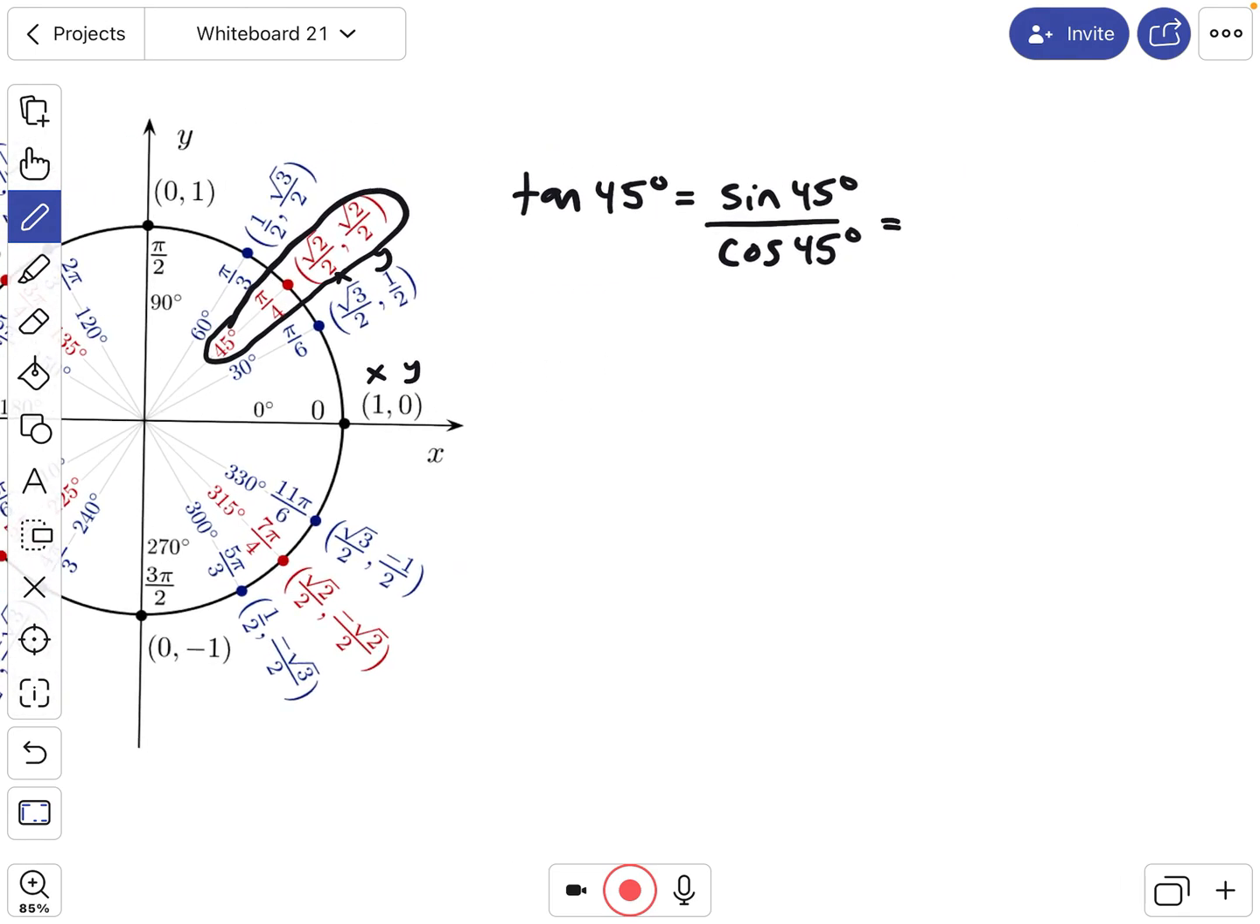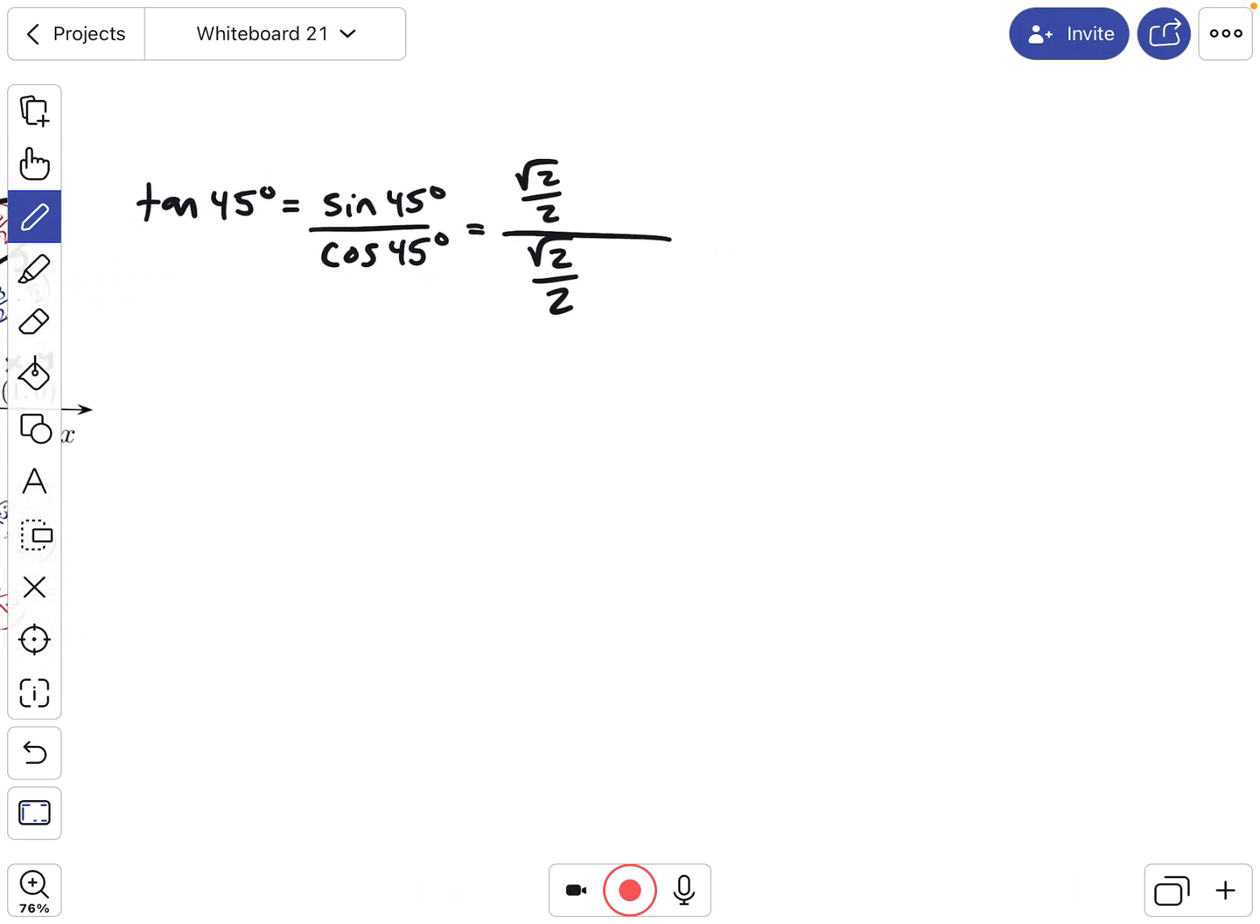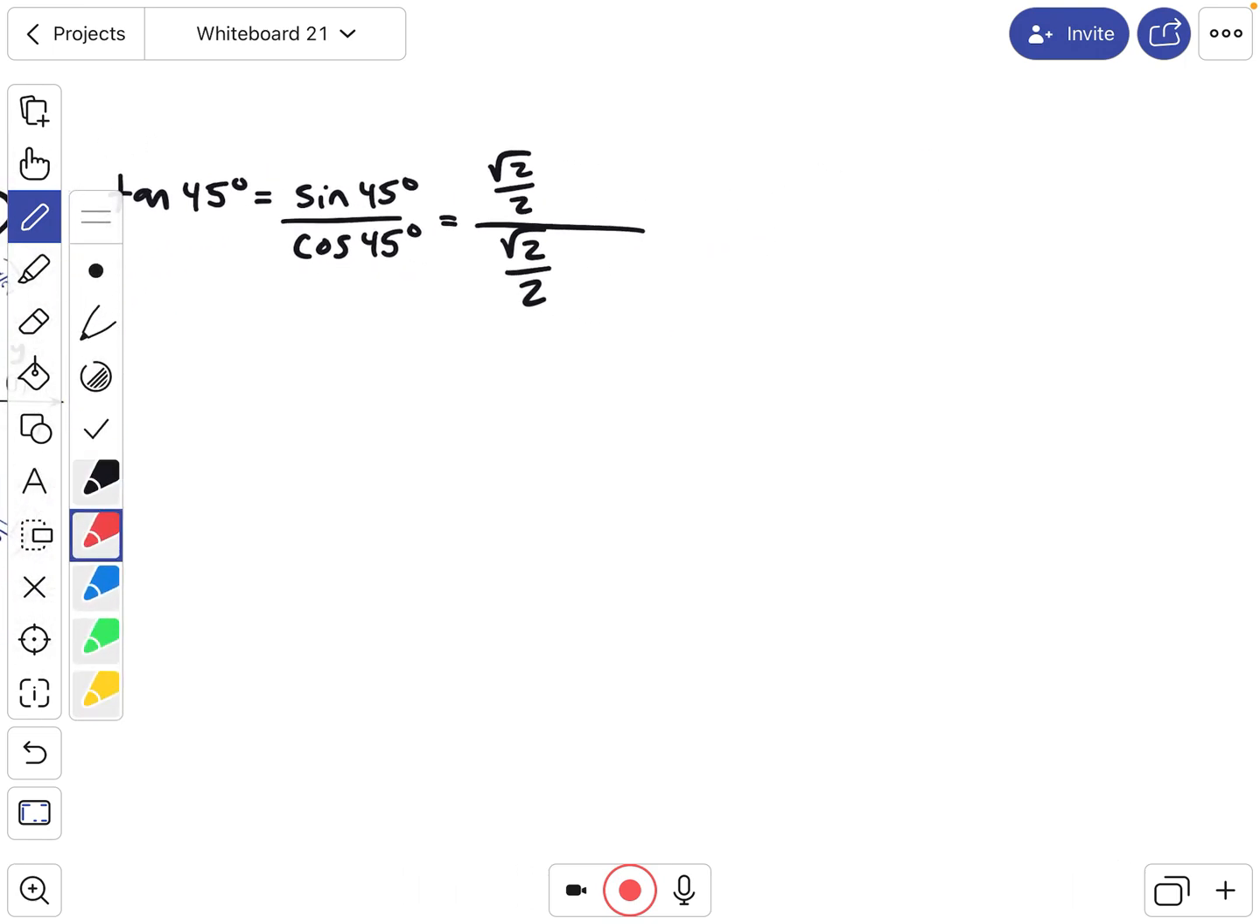Now, what is the sine of 45 degrees? Well, the sine of 45 degrees is going to be the y coordinate, so that's the square root of 2 over 2. And then the cosine of 45 degrees is the x coordinate, which is again the square root of 2 over 2. And then so now we have this equation here. Now this is a complex fraction.